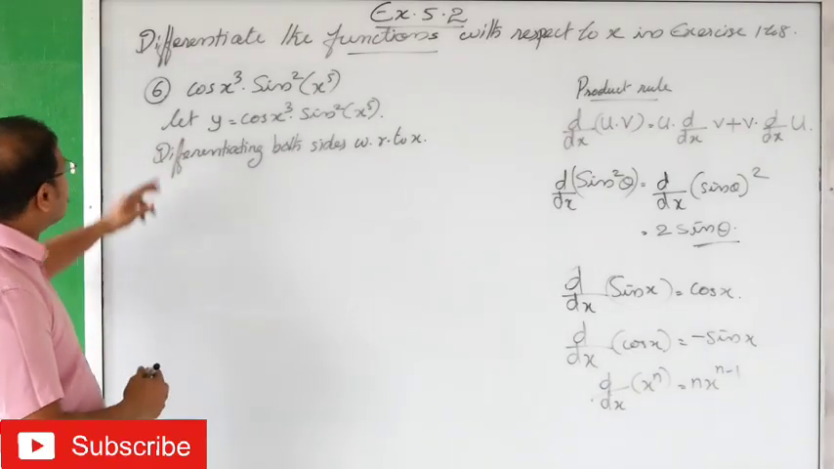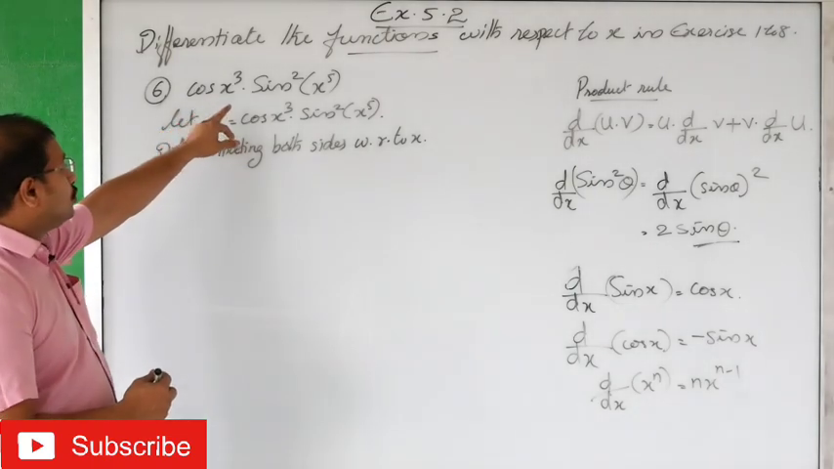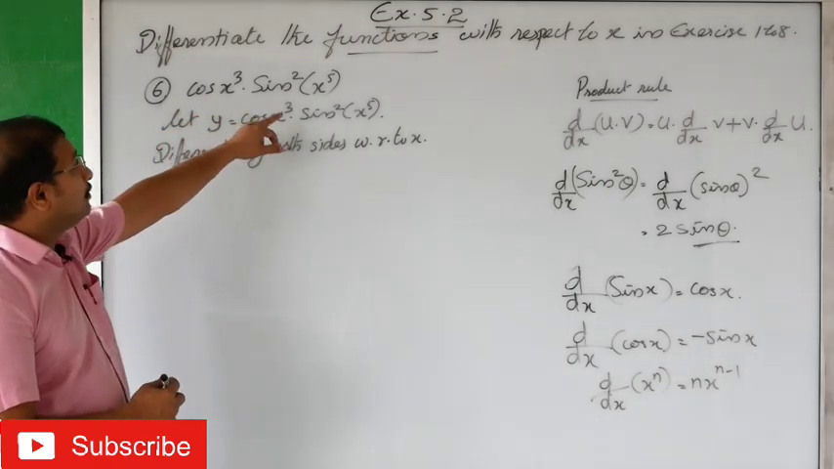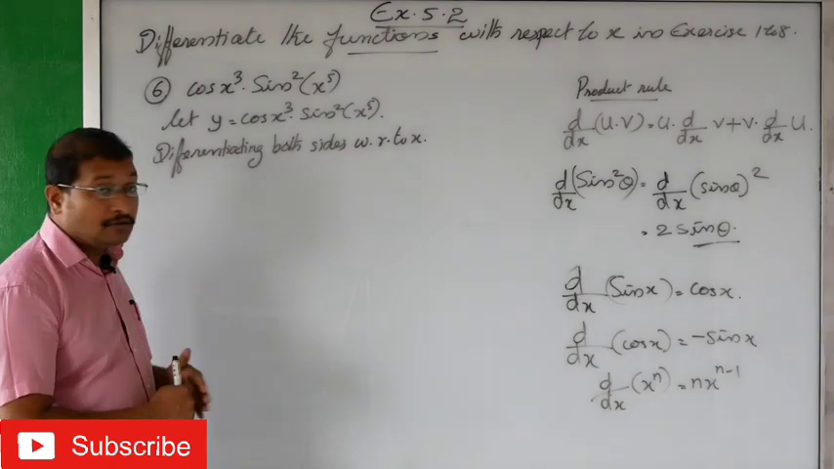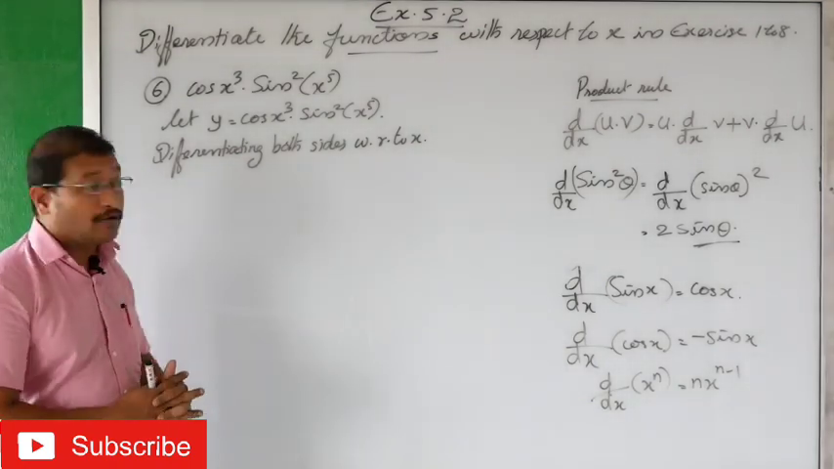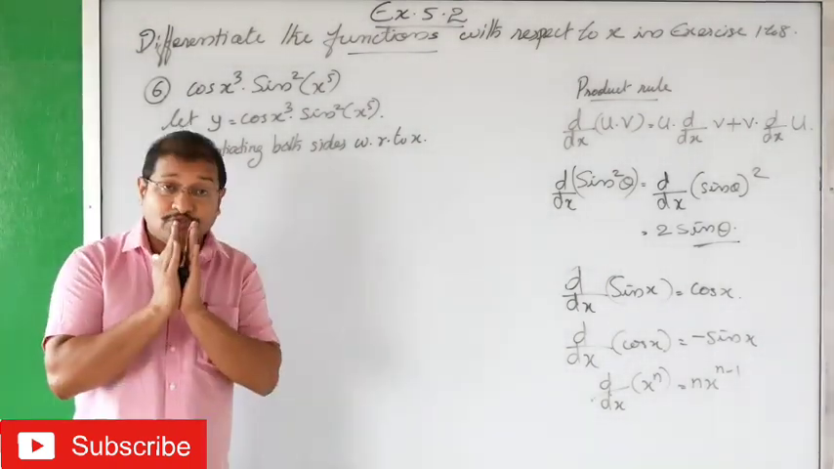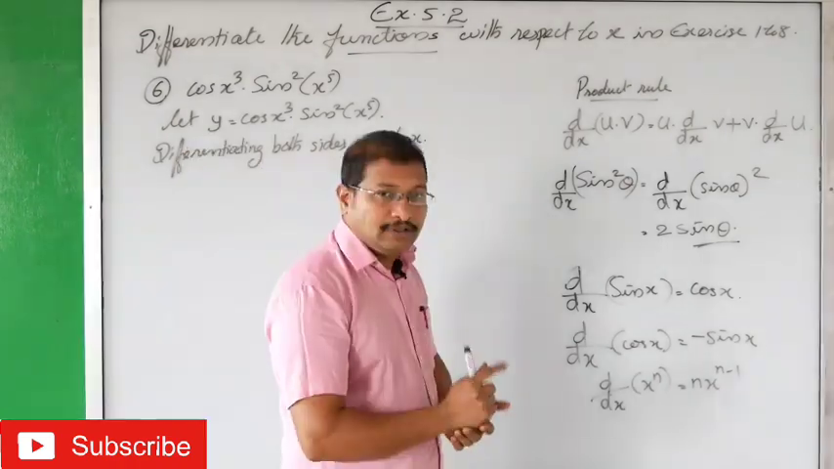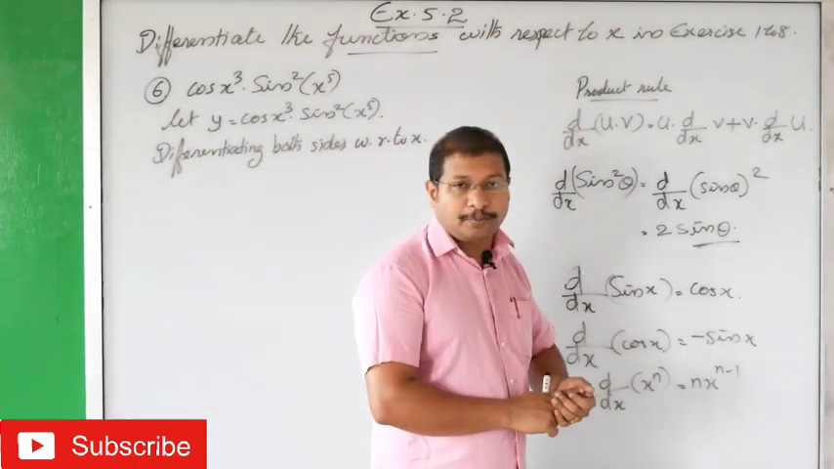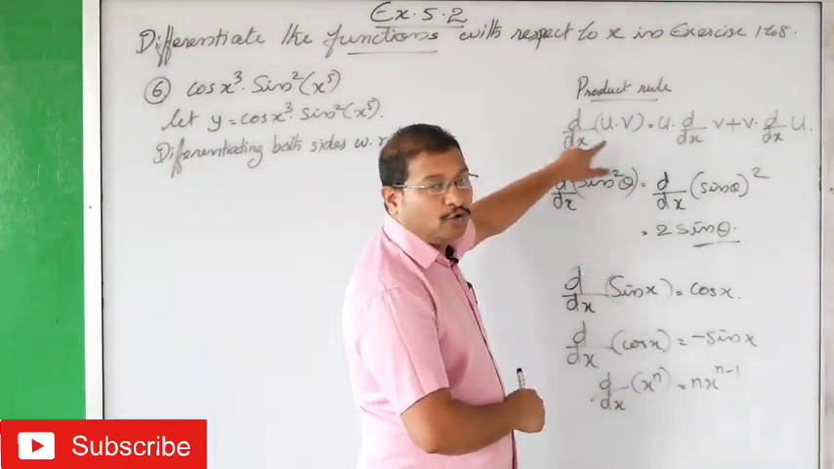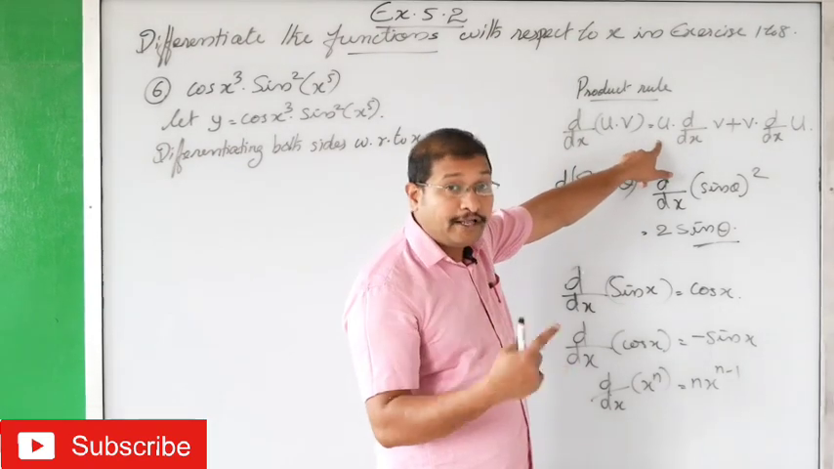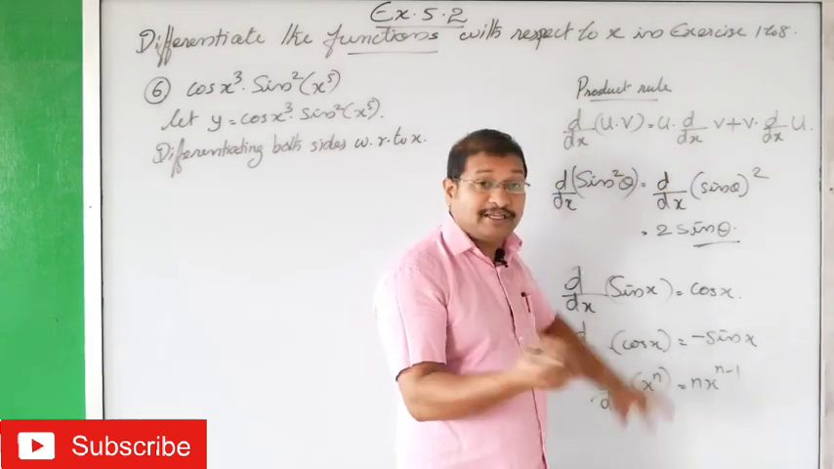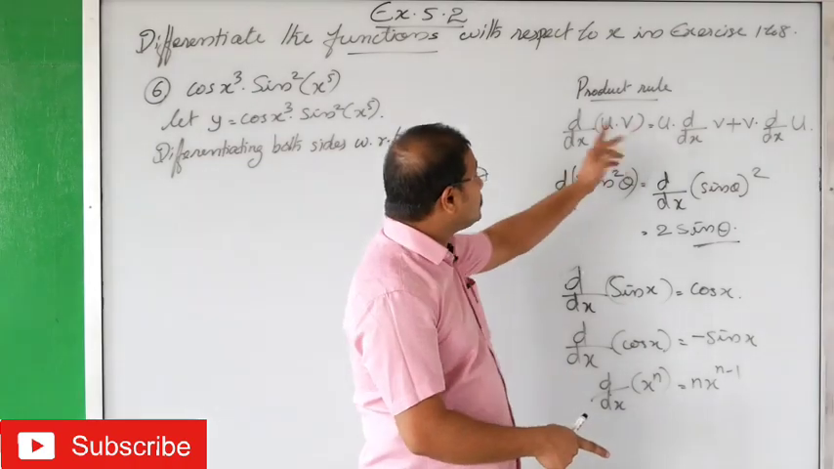Question number 6. Cos x cube into sin square x raised to 5, we have to take the differentiation. Ready? Now what you will do means we have to study some of the formulas. The first formula, product rule. Product rule means derivative of u into v equals u into derivative of the second plus, that means v plus first.